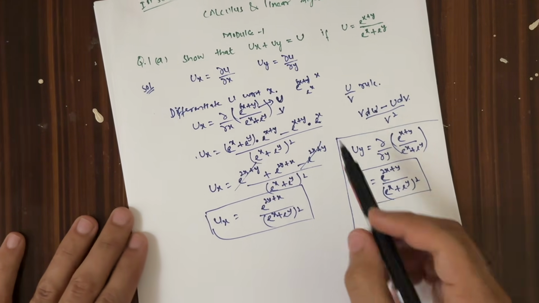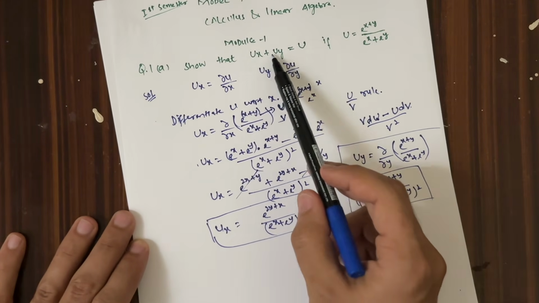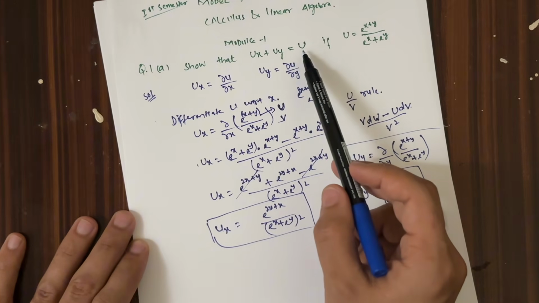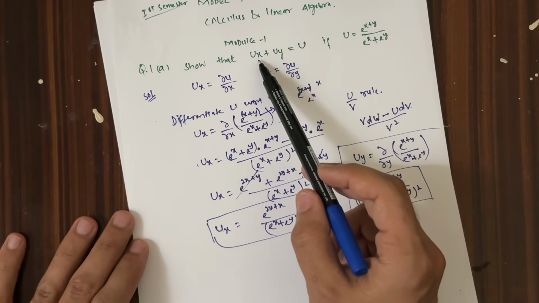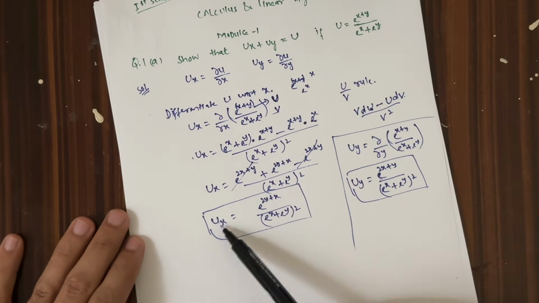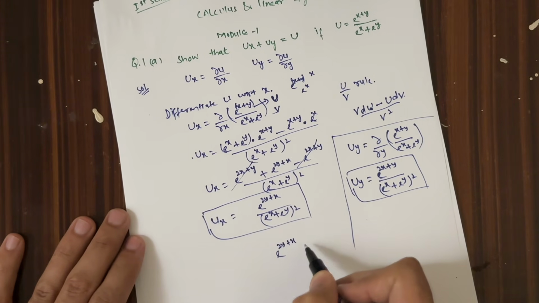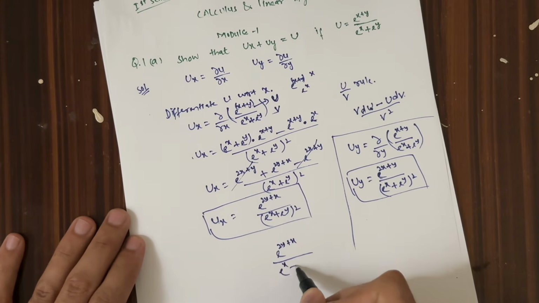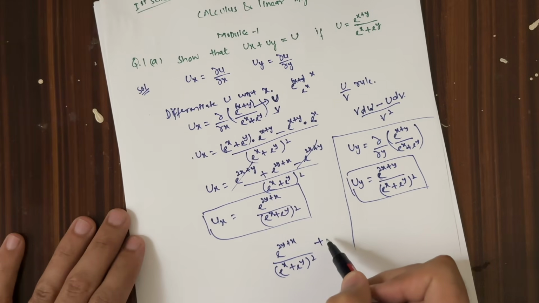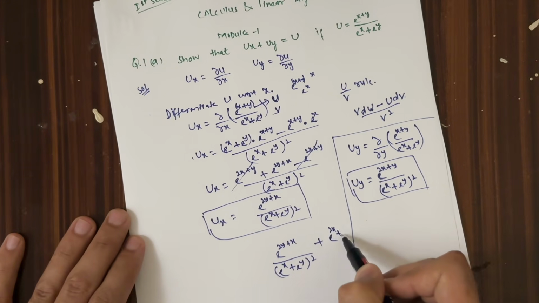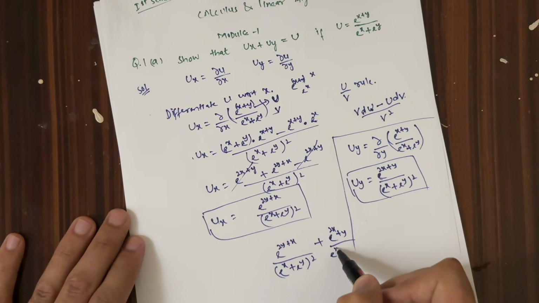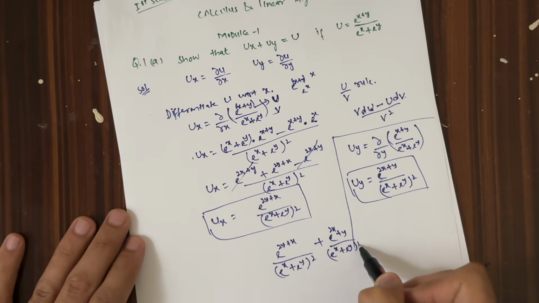Now what is the demand of the question? That is ux plus uy is equal to u, we have to prove it. So first of all, we will do the summation of this ux plus uy. Ux we already have here: e power 2y plus x divided by (e power x plus e power y) whole square, and I have to add this uy value, that is e power 2x plus y divided by (e power x plus e power y) whole square, right?